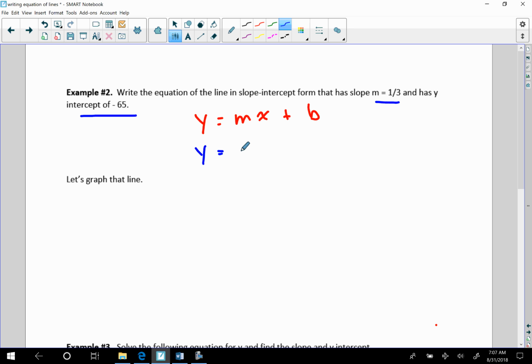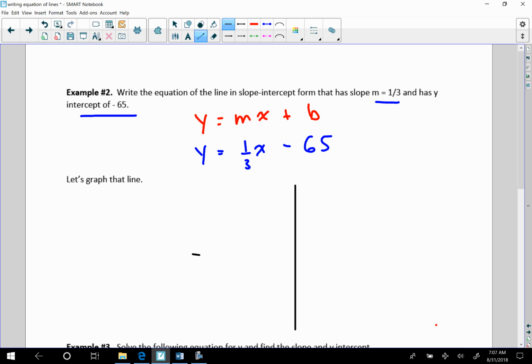y is going to be 1/3 x minus 65. And if I were going to graph that line, and we're going to be doing a lot of graphing of lines, I'm just going to estimate some things here. I'm going to estimate this y-intercept. This y-intercept is going to be down here, somewhere at (0, -65).